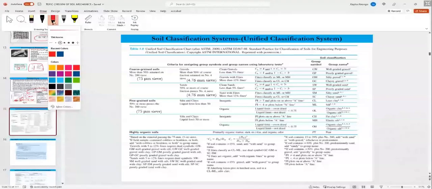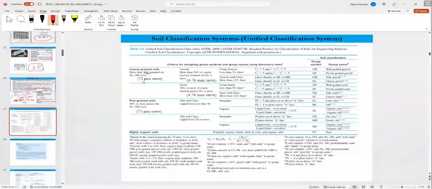All right. So then we're going to read that going from left to right. We start: is more than 50% retained on the 75 micrometer sieve, or is more than 50% passing? If more than 50% is retained, then it's coarse grained. If more than 50% passes, it's fine grained.